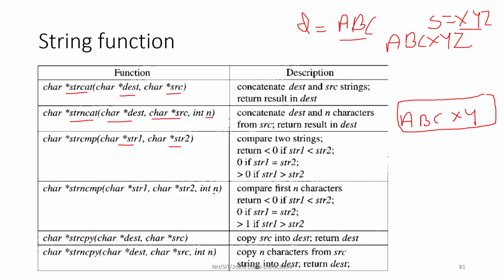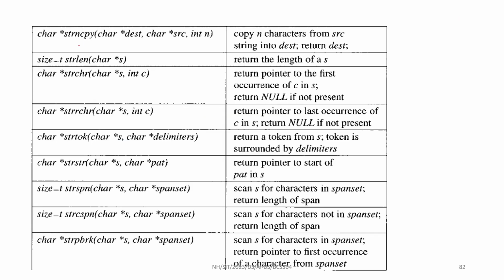Okay, then the copy operation, strcpy. You're copying src to destination. Then a small variation on string copy: you're copying src to destination, but only n characters. Only n characters. The other one returns the length of the string. For example, if my string is s1 equal to a b c, the number of characters in the string, the length of the string, will be 3.